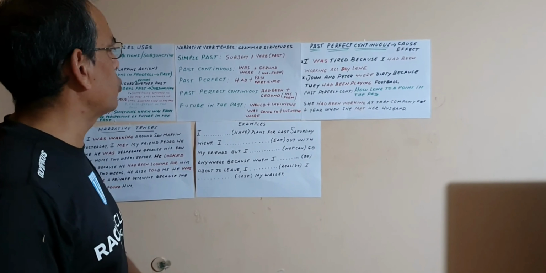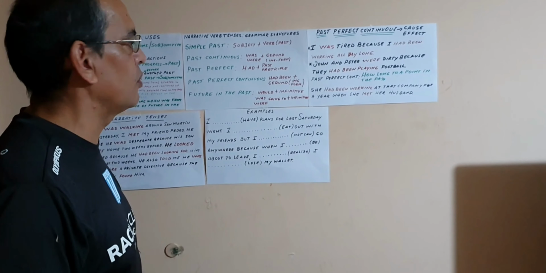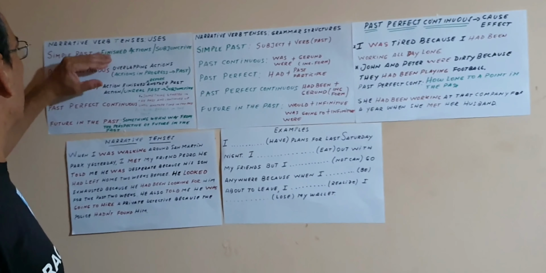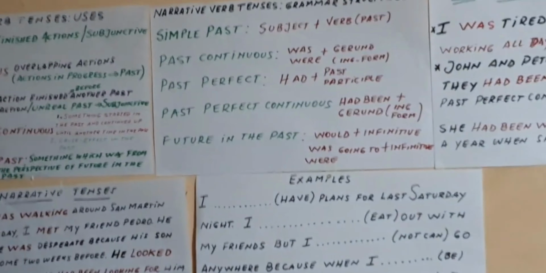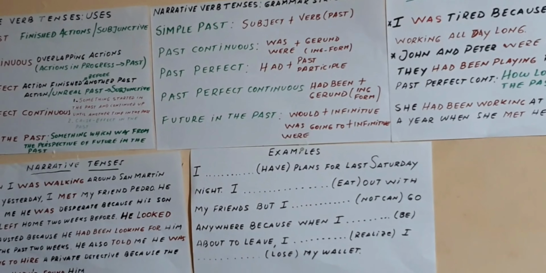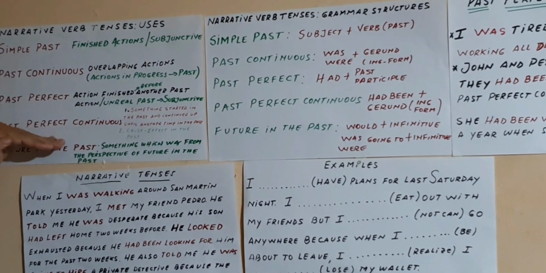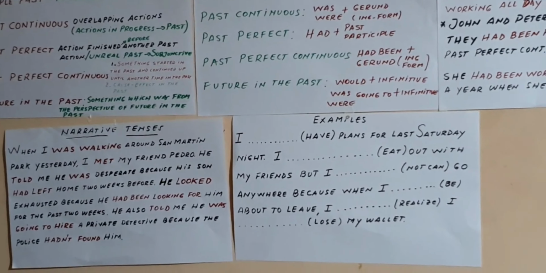Today, we are going to start with unit number 2, connected with the verb tenses that you are going to come across in this unit. And we are going to deal with narrative verb tenses. What are narrative verb tenses? Narrative verb tenses are used to tell stories. And this is a summary of the different narrative verb tenses that you will see.